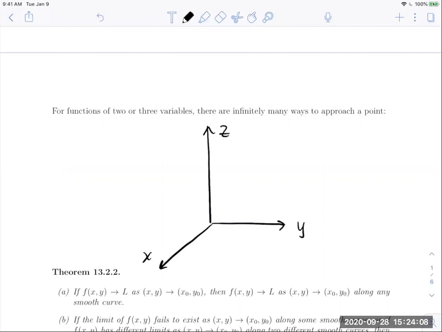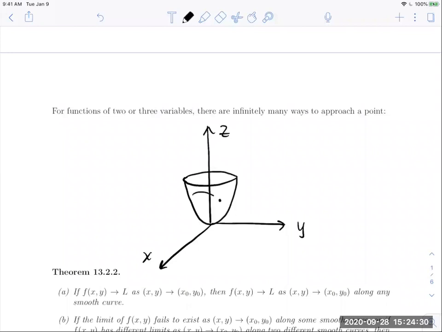All right, so I'll just draw a little paraboloid here. And let's suppose that we have a point on our paraboloid. So now, instead of a point on a curve, this is a point on a surface. We don't have this notion of a left or right hand limit, right?